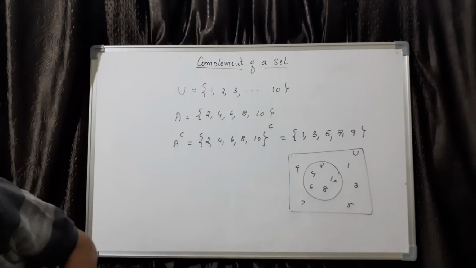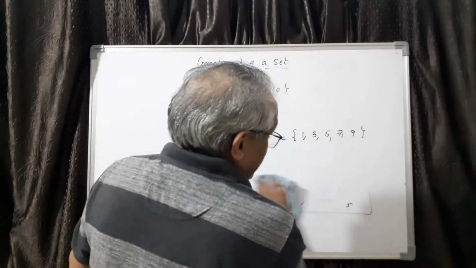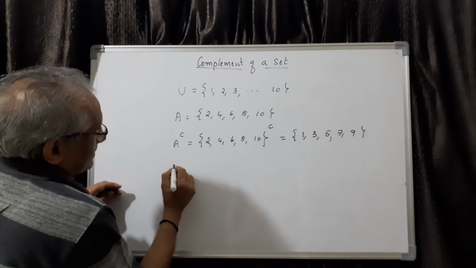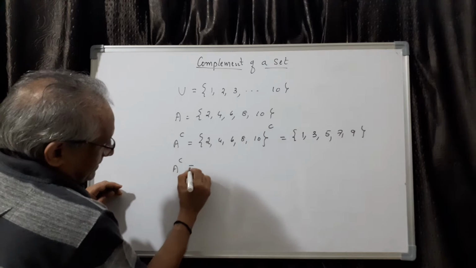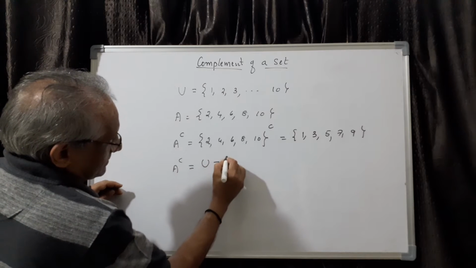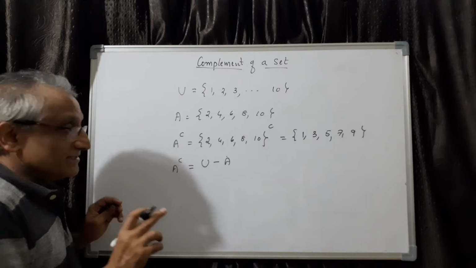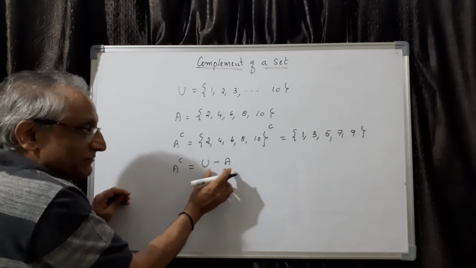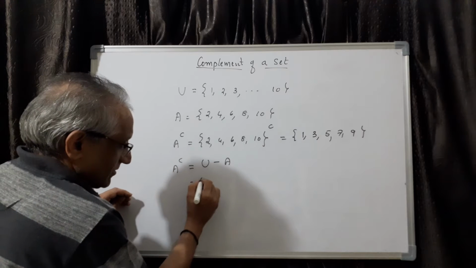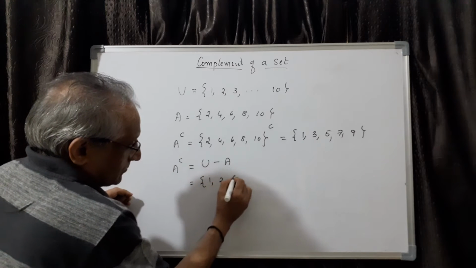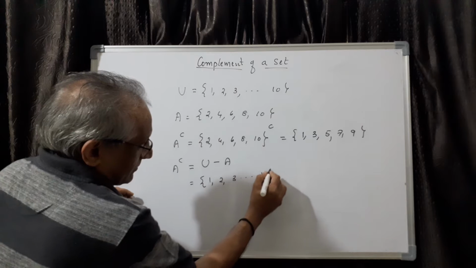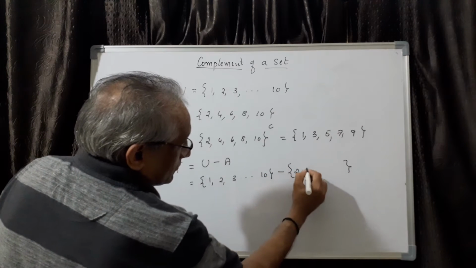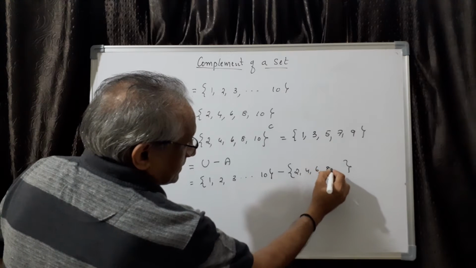Now with the help of difference also we can write. See here, if you see closely, A complement is nothing but U difference A. Because the definition of U difference A is the set of all elements of U which are not in A. Actually you have to write like this: 1, 2, 3, etc. up to 10, minus this one. Here I have to write 2, 4, 6, 8, 10.